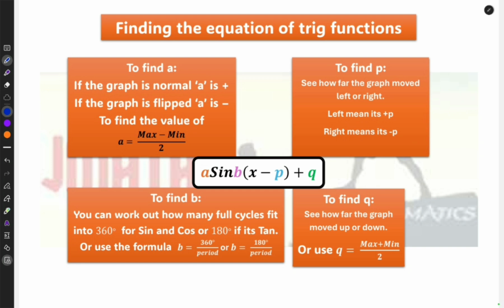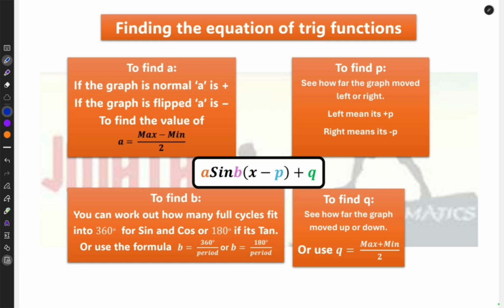To find the b value, there's going to be a lot of clues to what the b value is. But the easiest one is to check what the period is, and then say b is equal to 360 divided by the new period. For sine and cos, and for tan, it would be 180 divided by the new period. Another trick with tan is you can just check the distance between the asymptotes, and that would give you the period. And then I say 180 divided by that amount.